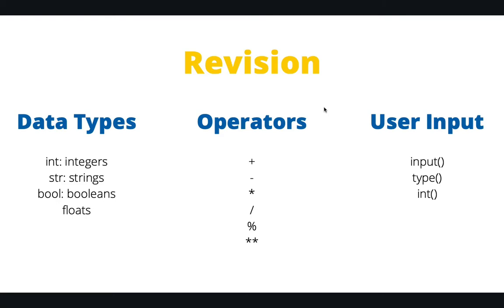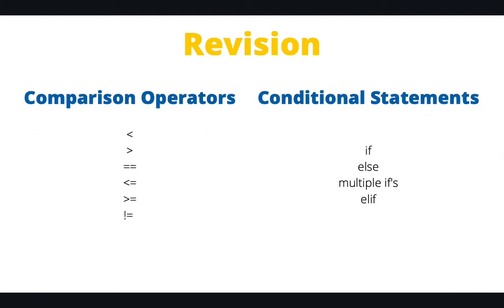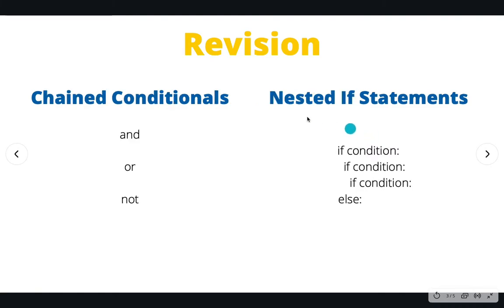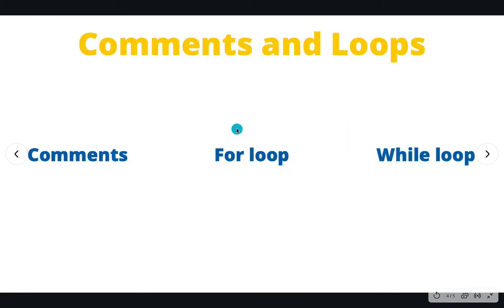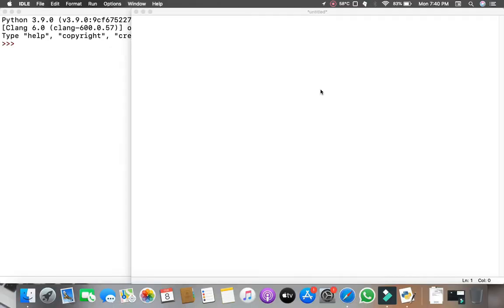I am going to start today's video with a quick revision and then we'll go ahead and learn about while loops. So we have previously learned about data types, about operators and about user input, which you probably should know by now. And then we also learned about comparison operators and conditional statements. And then we also learned about chained conditionals and nested if statements. And last time we learned about comments and about for loops, and this time we are going to learn about while loops. So in order to learn about while loops, let's start coding and I'll explain what it does in a bit.